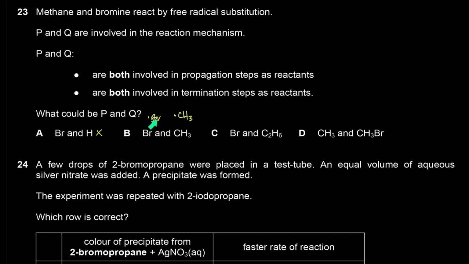If you guys remember, bromine radicals are involved in propagation, right? And so are CH3 radicals, right? They're involved in propagation as well, as reactants. So we can clearly see that bromine radicals and CH3 radicals are involved in propagation, right?